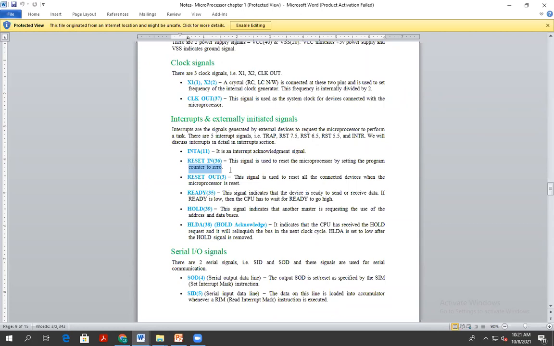You have to use the clock signals, right, as in your digital logic design or digital electronics. You make it a reset, meaning you come back to the beginning. Reset means you come back to the beginning. For that, we use pin 36 in the microprocessor. Once you reset, the signal is used to reset all the connected devices, so all the connected devices have to be reset when the microprocessor is reset.